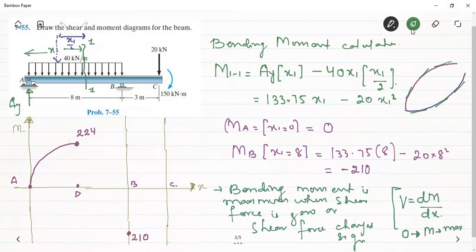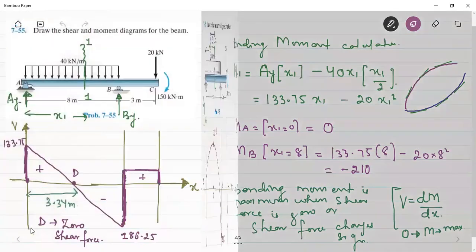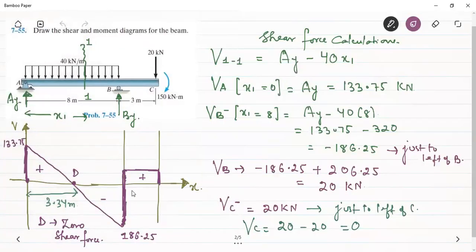Therefore, in this case, the parabola will be somewhere like this. I can just correct it, but it is clear that its slope is going to increase. Because the slope depends on the shear force. The slope is equal to the shear force. Now the shear force is decreasing, sorry, increasing from D to B. This is the point B. Therefore, the slope is going to increase.